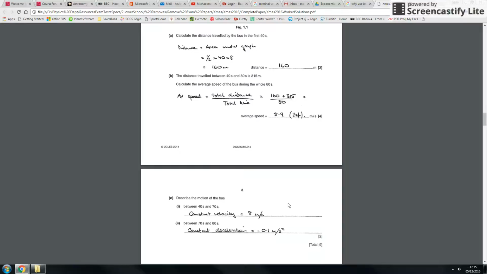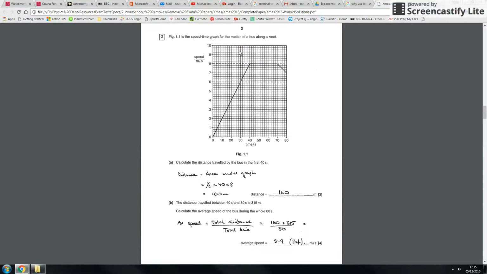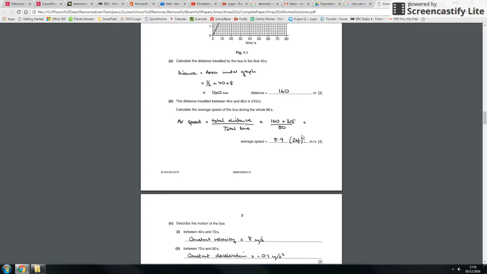And then the final part of this question, between 40 and 70, it's a constant velocity or a constant speed. And between 70 and 80, it's a constant deceleration. You can see here that in this worked solution, we've given the value of the speed and the deceleration. You didn't need to do that to get the marks, although it was nice if you did it. But you can see here from the graph, constant speed and then decelerating.